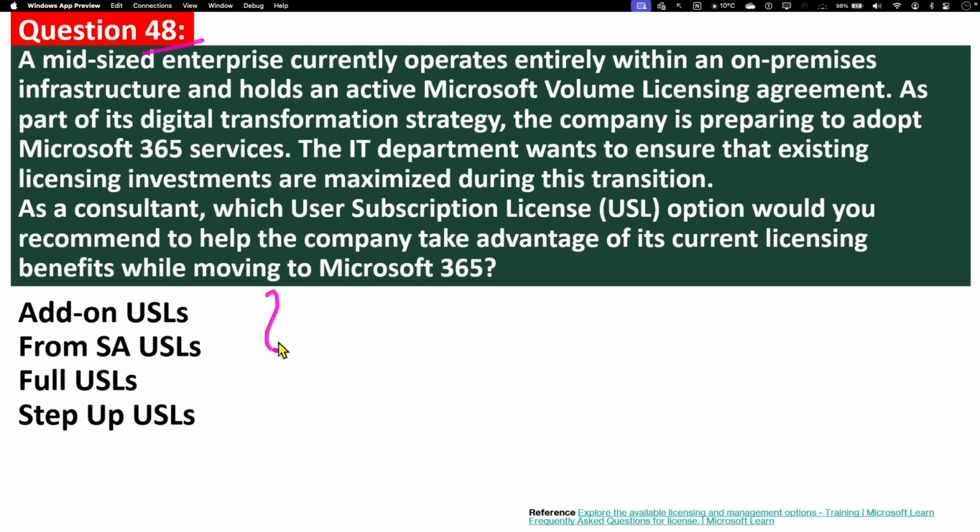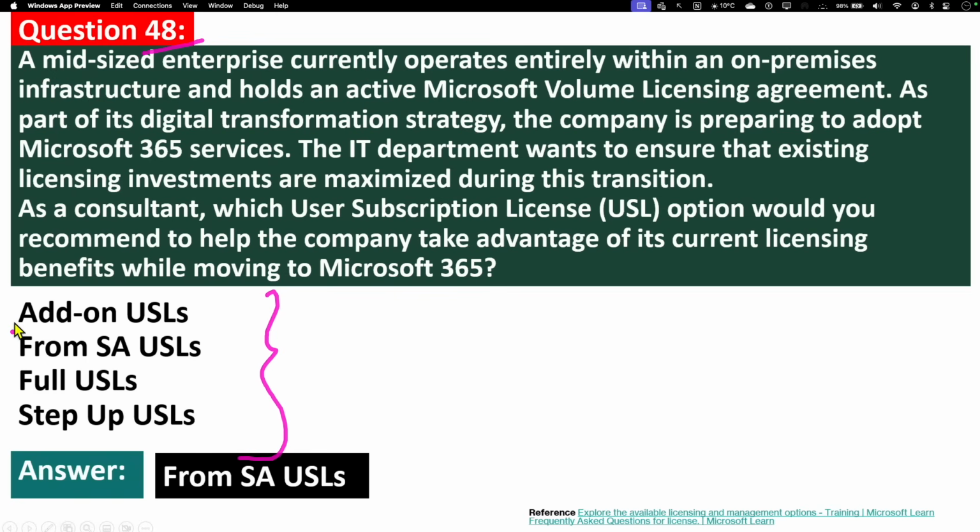Like the previous question, we have four options available. See if you can guess the right answer. It's definitely not add-on USLs. The correct answer this time is Software Assurance User Subscription License, or SA USLs. So what are Software Assurance User Subscription Licenses?